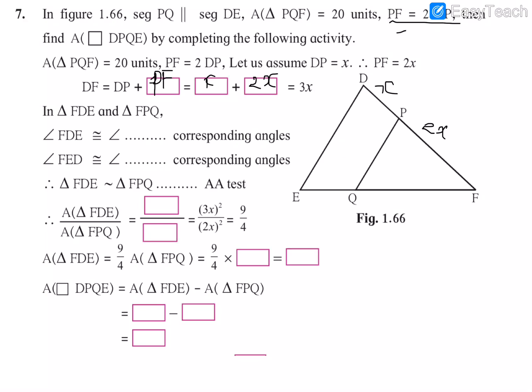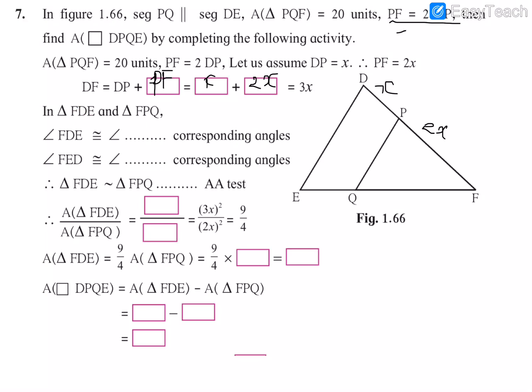So for finding that area, we need to first prove that this big triangle FDE is similar to triangle FPQ. When the two triangles are similar, we can compare the ratios of their areas, and then we can find the areas and subtract, and we can find the area of this quadrilateral. So first we need to prove that triangle FPQ and triangle FDE, the big triangle and the small triangle inside it, are similar.